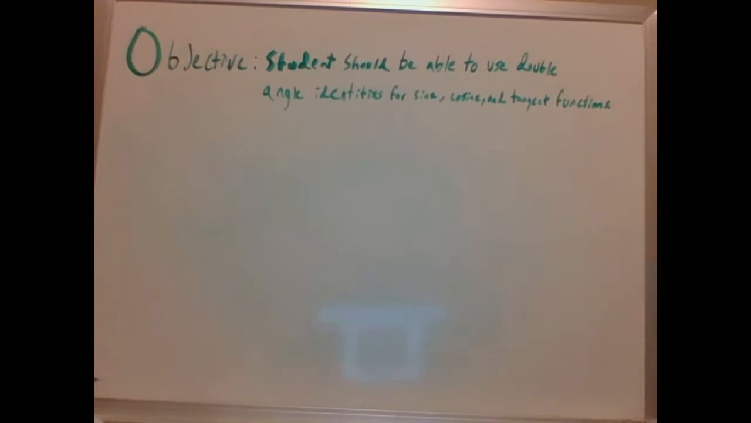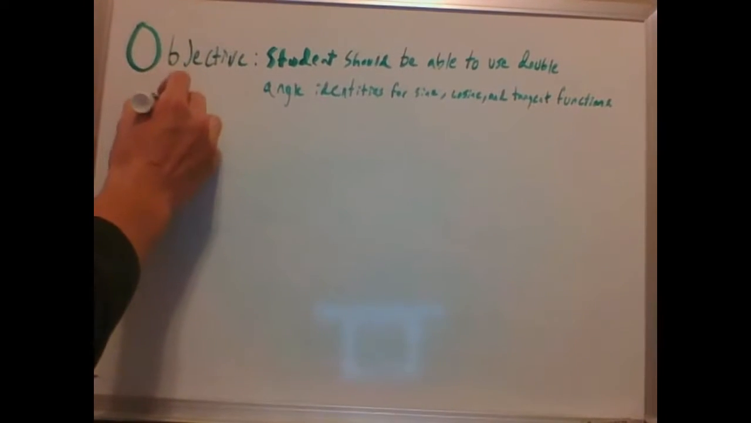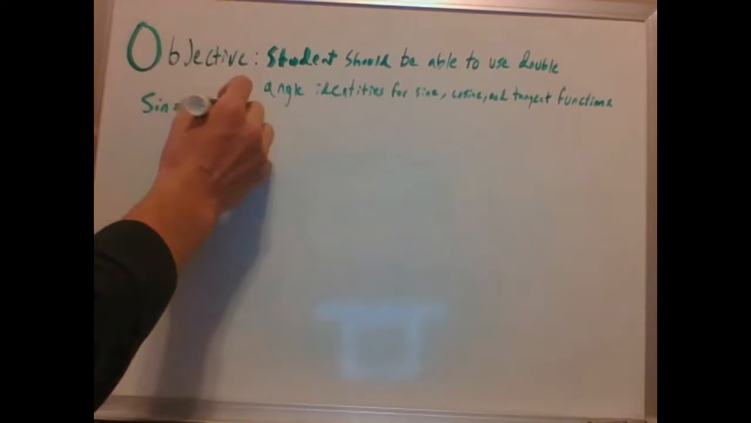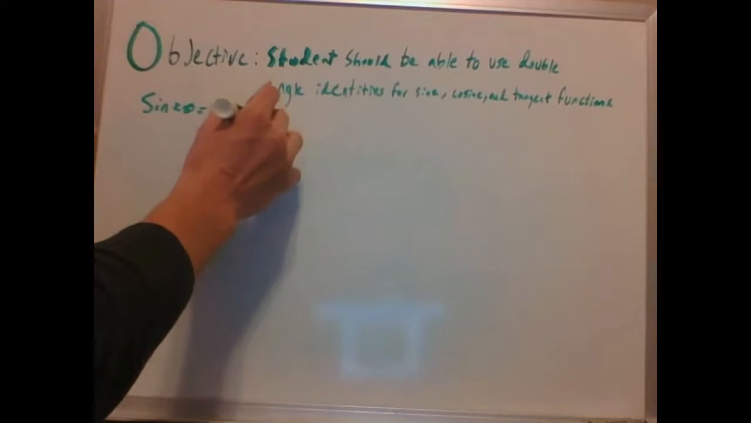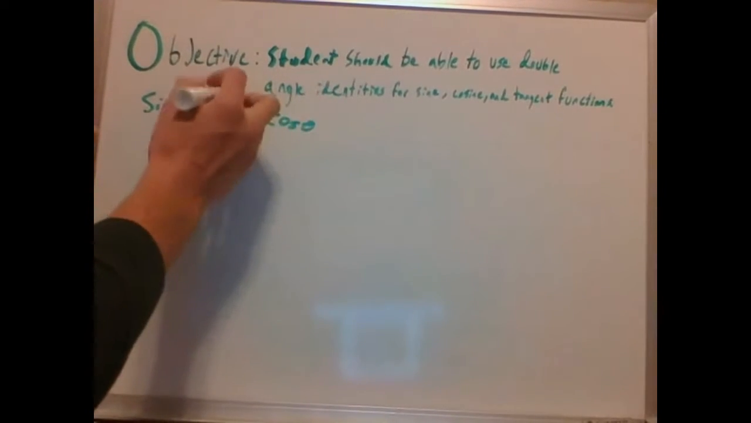Alright, so we're going to start out with the objective, and the objective here is that the student should be able to use double angle identities for sine, cosine, and tangent functions. And there are 5 different double angle identities, so I'm going to start by listing all of those. And the first is sine 2 theta equals 2 sine theta cosine theta.